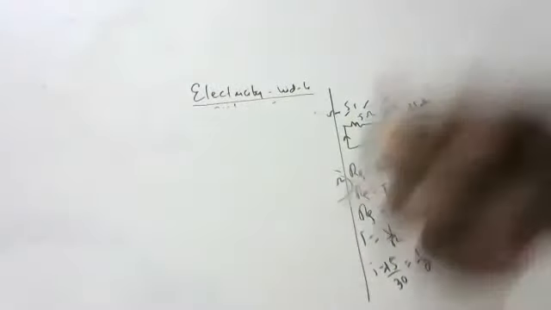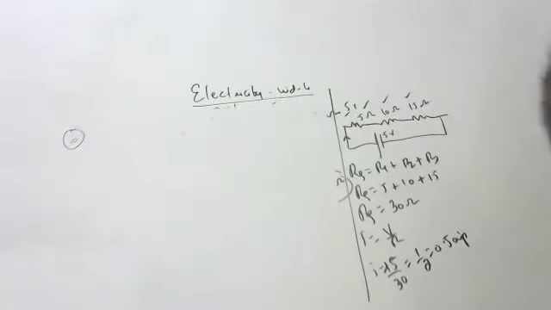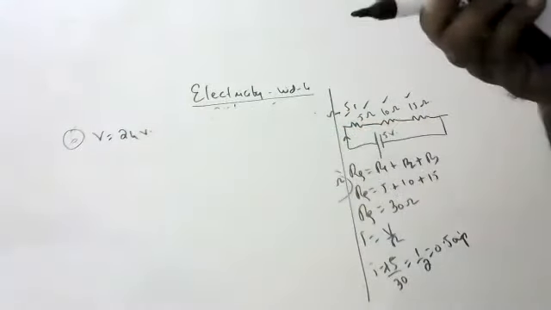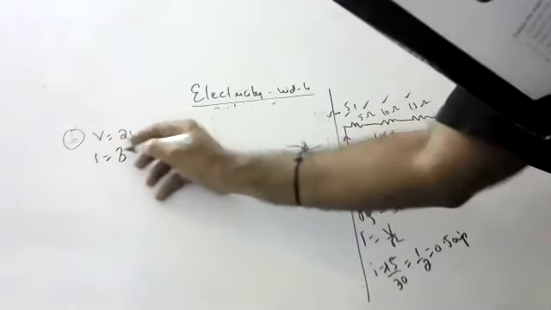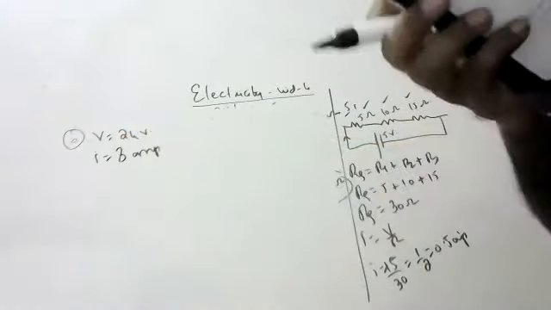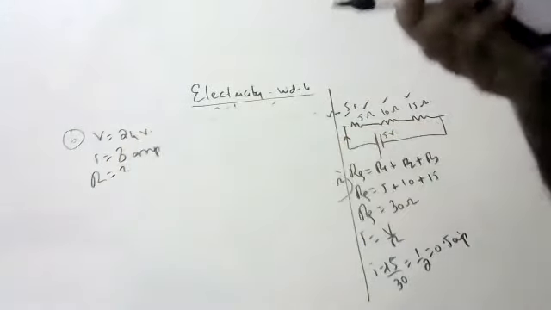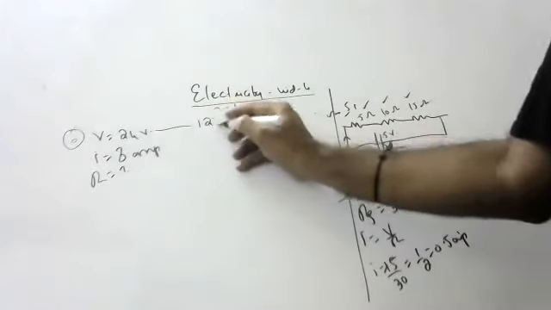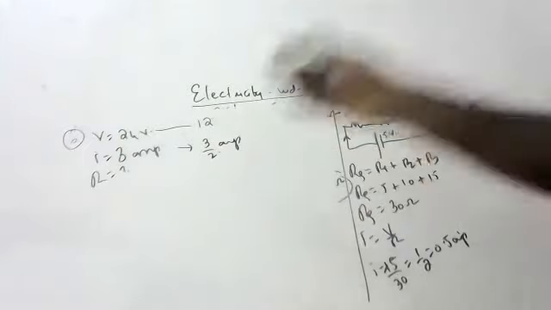Okay, children. Sixth question is like this: a voltmeter reads 24 volts across a resistor, and an ammeter reads a current of 3 amperes. Calculate R. What will be the current through the resistor if voltage changes to 12 volts? If voltage becomes 12, current also becomes half. How much, children? 3 by 2.